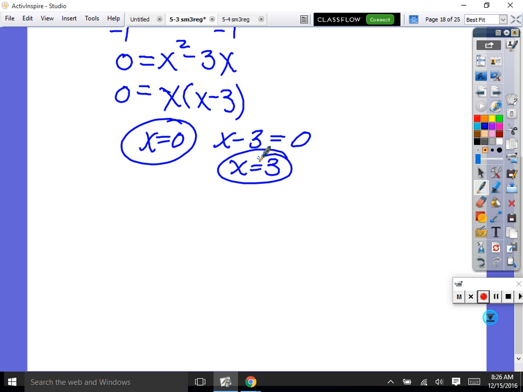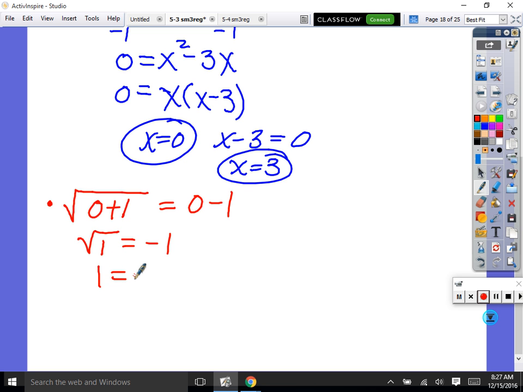So let's check them to see if they're extraneous. Go back to the original problem. We have the square root, so I'm checking 0. Everybody back to the original. So we have the square root of 0 plus 1 equals 0 minus 1. True? Isn't that the square root of 1 equals negative 1? What's the square root of 1? Does 1 equal negative 1? No. So that's an extraneous solution. We would just cross it out.